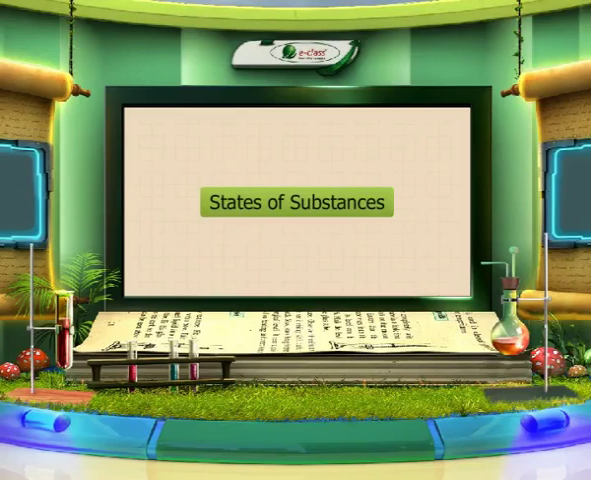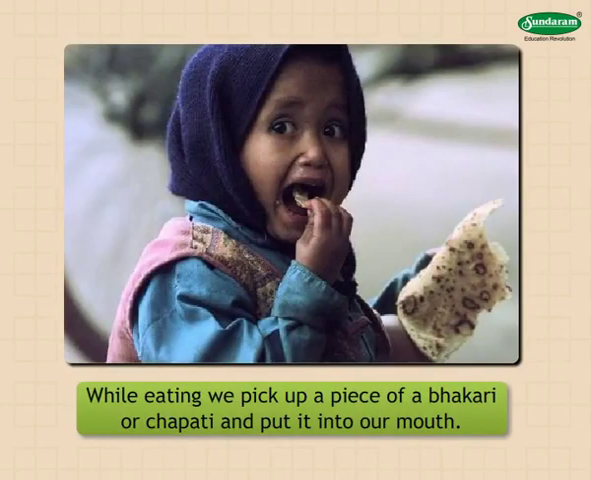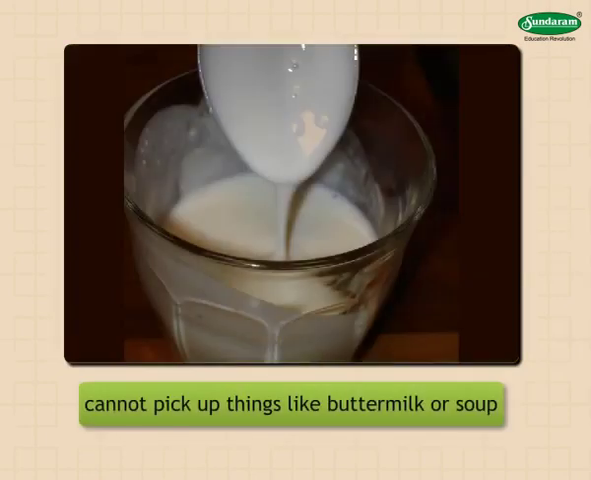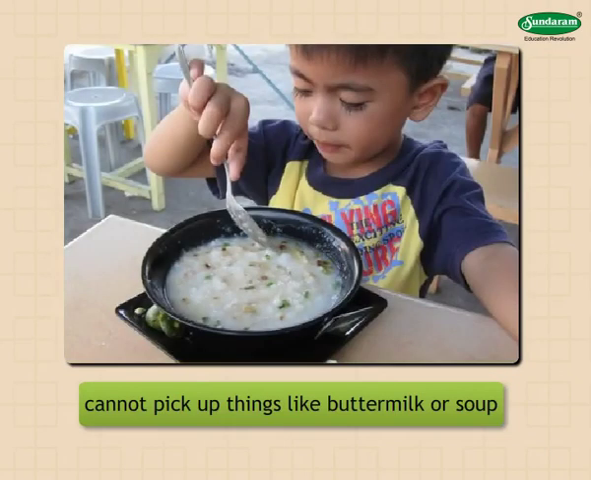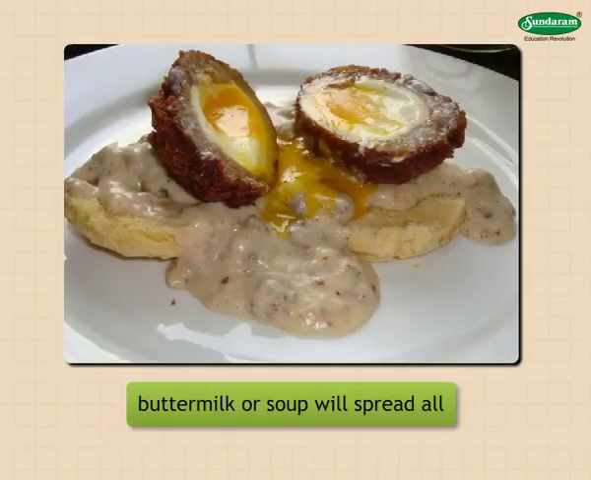States of substances. Substances around us. While eating, we pick up a piece of bhakari or chapati and put it into our mouth. However, we cannot pick up things like buttermilk or soup in the same way. A chapati or bhakari will stay on the plate in the place where you keep it, but buttermilk or soup will spread all over the plate.